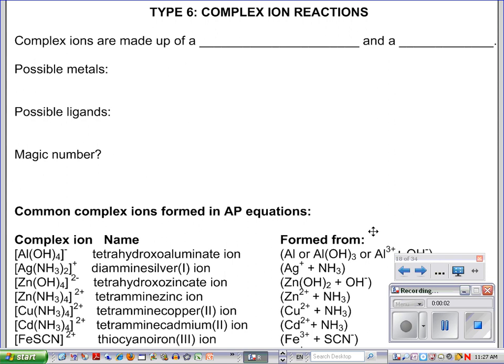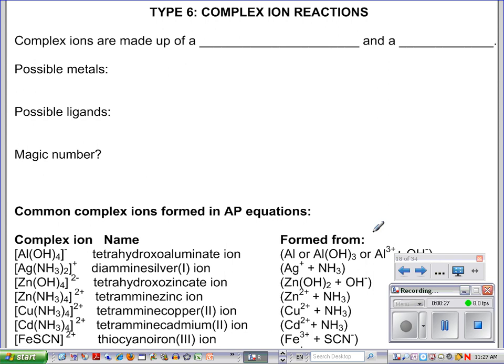Okay, so we are going to work on our next type called complex ions. They sound complex, but they're really actually one of the easiest ones to identify. And once you figure out that it's a complex ion, you're going to have your best options. So complex ions, what are they made up of?